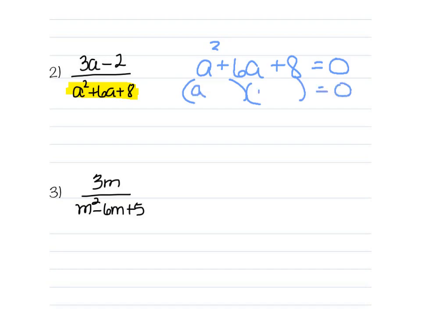I know this is a, I know this is a, and my two numbers are positive 4 and positive 2. And so I know that a is negative 4, a is negative 2, but better said, a cannot be negative 4, a cannot be negative 2. If a were negative 4, or if a were negative 2, those are the two values that make my denominator equal to 0. Therefore, I need to exclude them. So these are my excluded values.